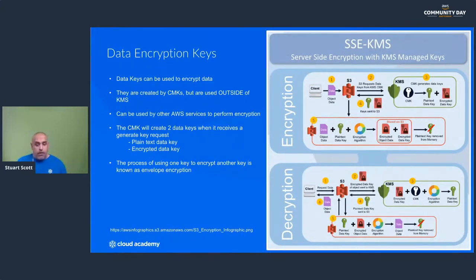Number 5, using the plaintext data key, the encrypted object data can then be decrypted, returning a plaintext version of the object data, and then the plaintext data key is removed. And finally, number 6, the plaintext version of the object is then returned to the client. So that's how DEKs work in conjunction with CMKs.